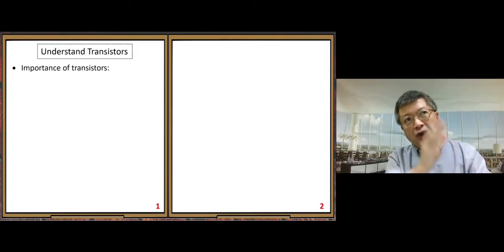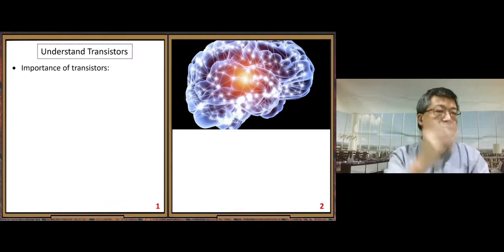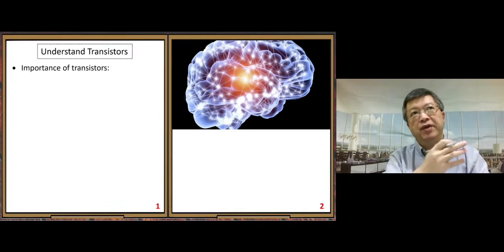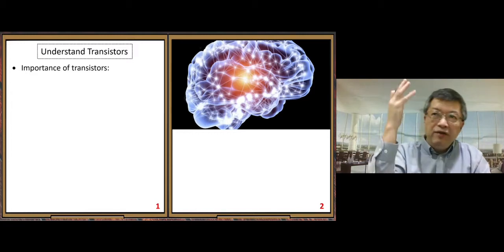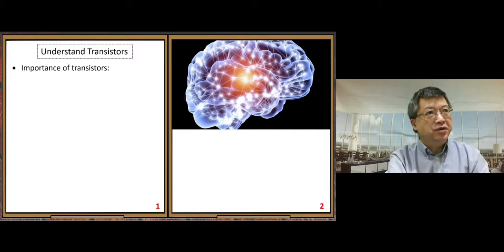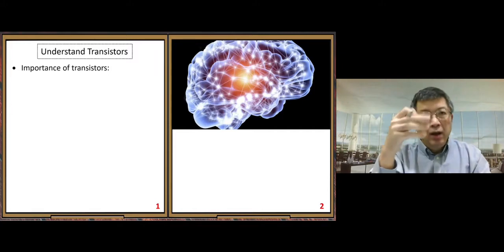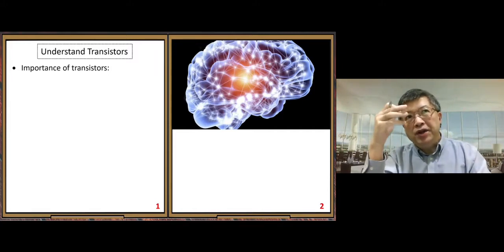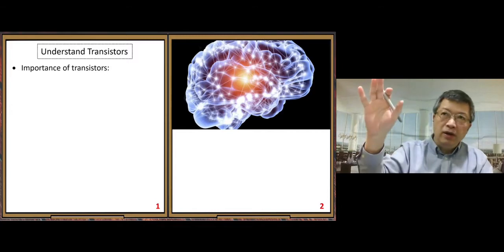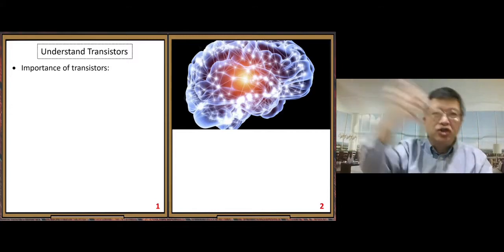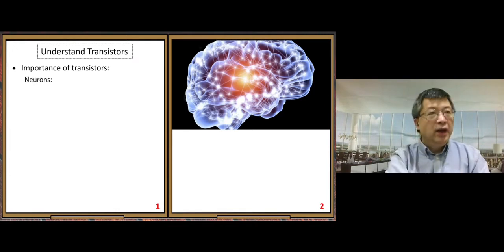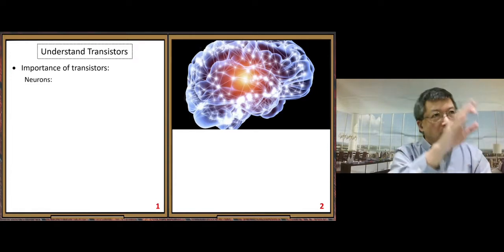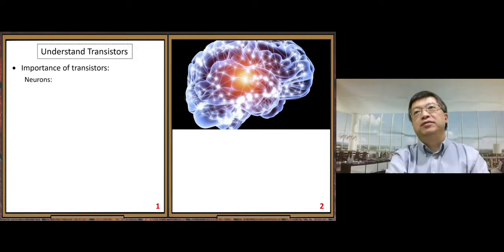Here, we can start with our brains. We know our brains are very important. We can do a lot of advanced things using our brains. But why can our brains work in an extremely advanced way? Think about that. What's the reason? Because in our brains, there are many neurons.